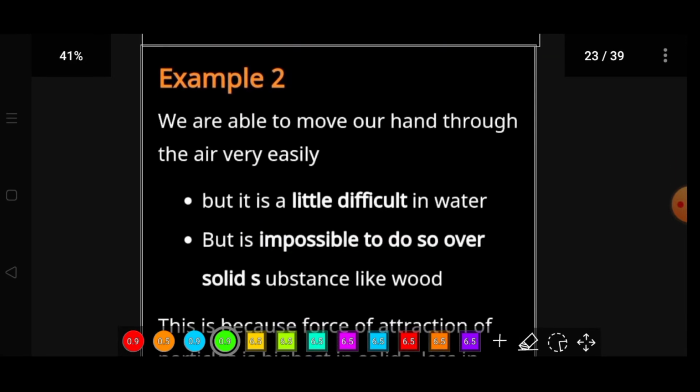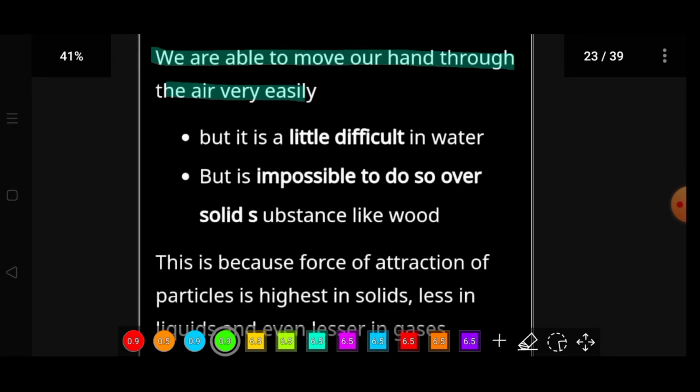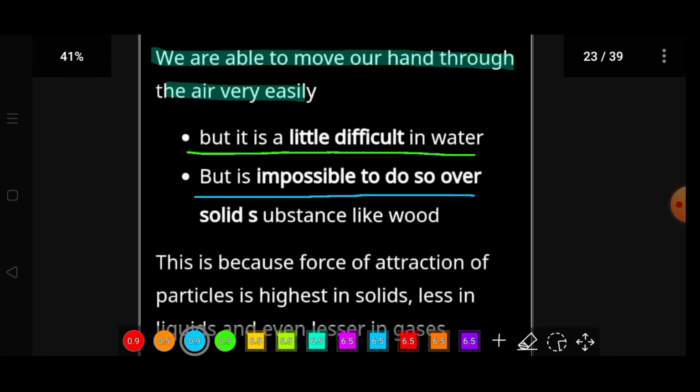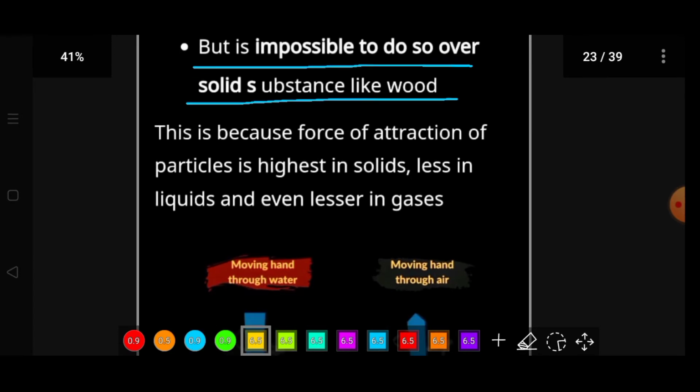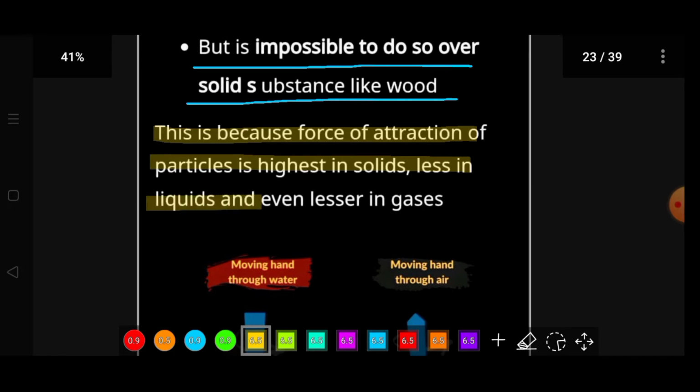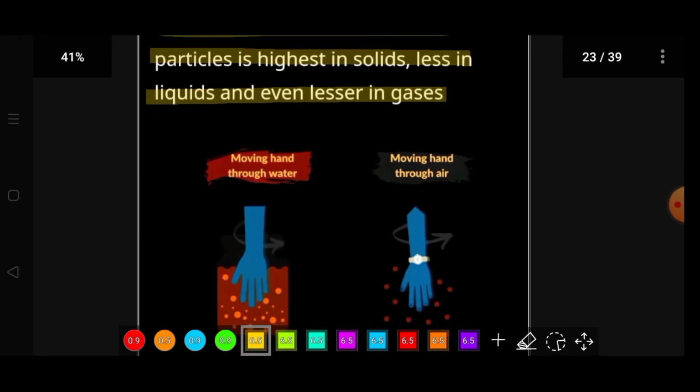Example 2. We are able to move our hand through the air very easily, but it is a little difficult in water, and impossible to do so through a solid substance like wood. This is because the force of attraction of particles is highest in solids, less in liquids, and even less in gases.